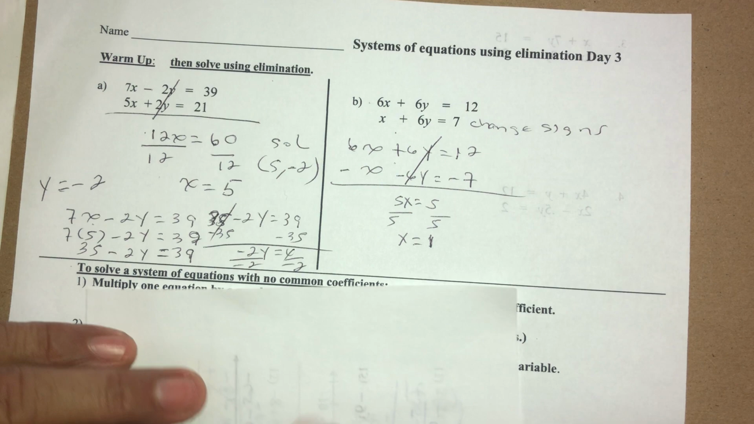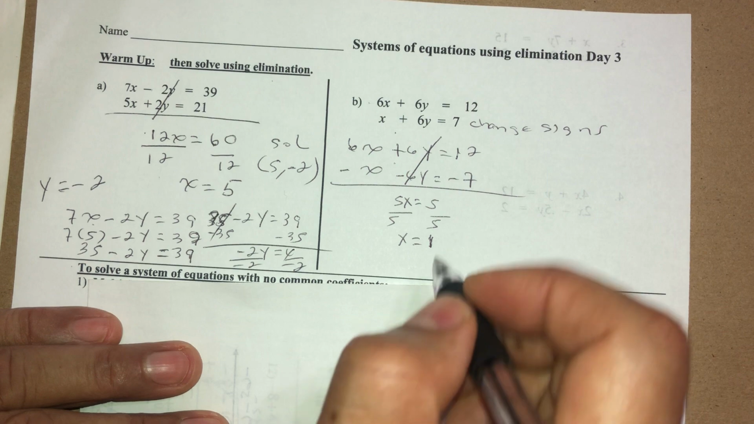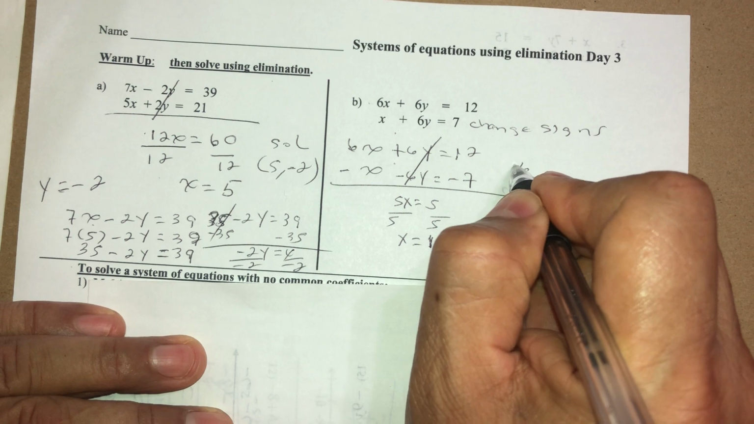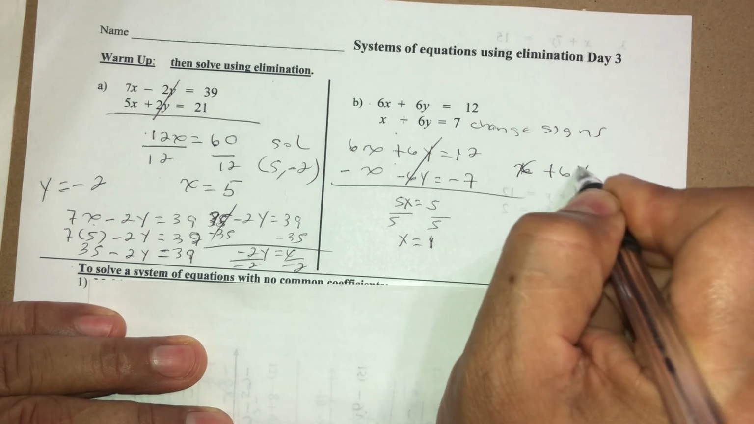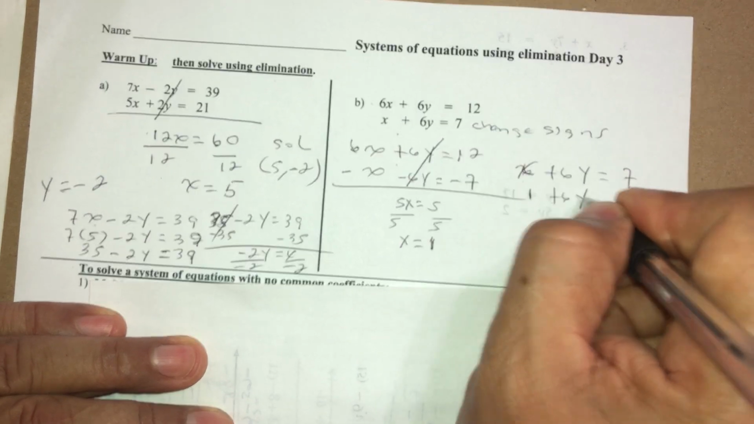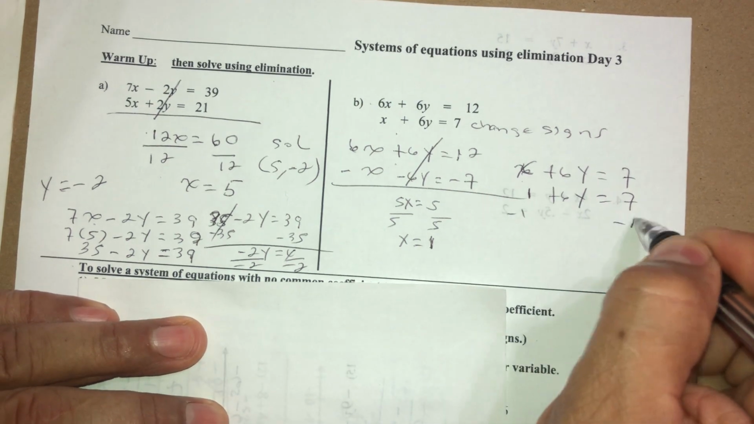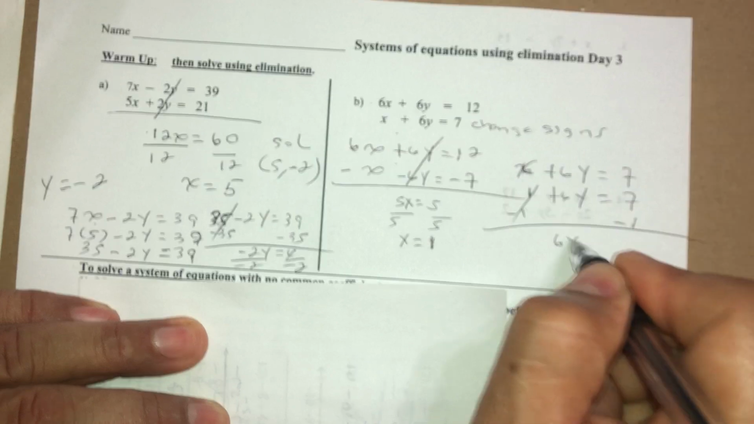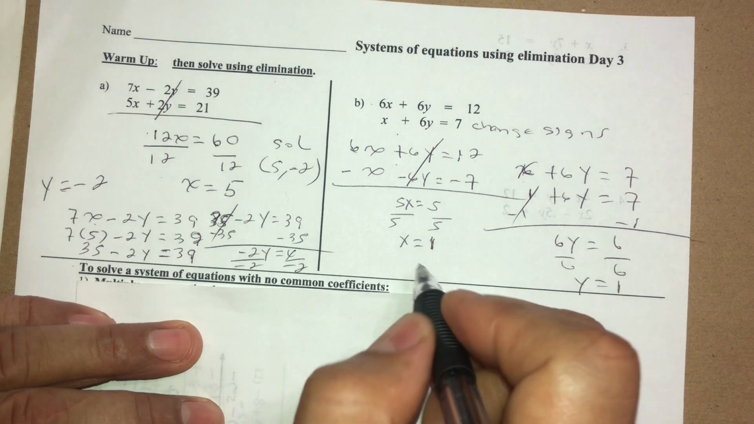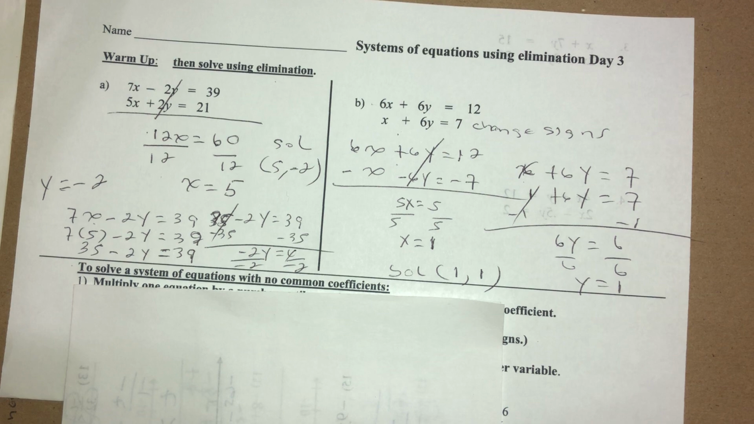Okay? So now I go back and pick any of the two equations, okay? And solve for y. So I'm going to keep the one on the bottom because it's smaller numbers. So I'm going to write x plus 6y equals 7. And now this x becomes 1. Plus 6y equals 7. And I do minus 1, and I get 6y equals 6. And if I divide by 6, y equals 1. So the solution for this is 1, 1. Okay? So, look.